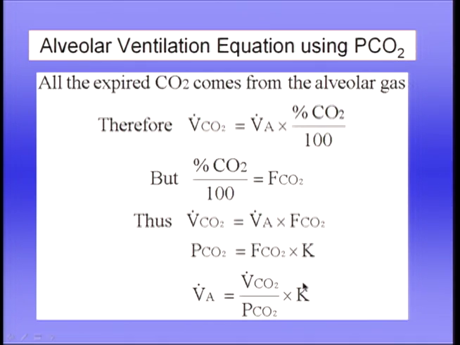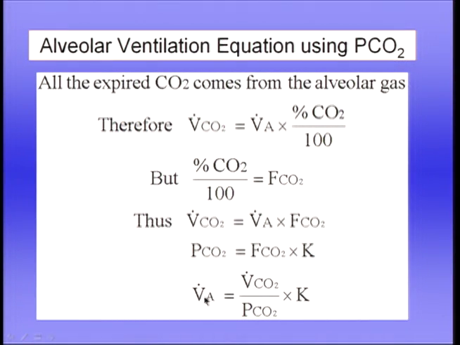we don't need to worry about. I'm not going to go into the constant. It has to do with the fact that we measure CO2 production and alveolar ventilation in slightly different units. Let's not worry about it, because we're not going to use the constant at all. It's just important to know that there's an inverse relationship between the alveolar ventilation and the PCO2.